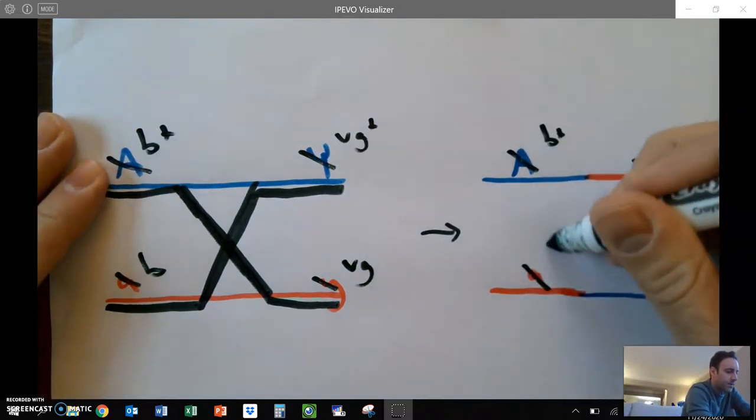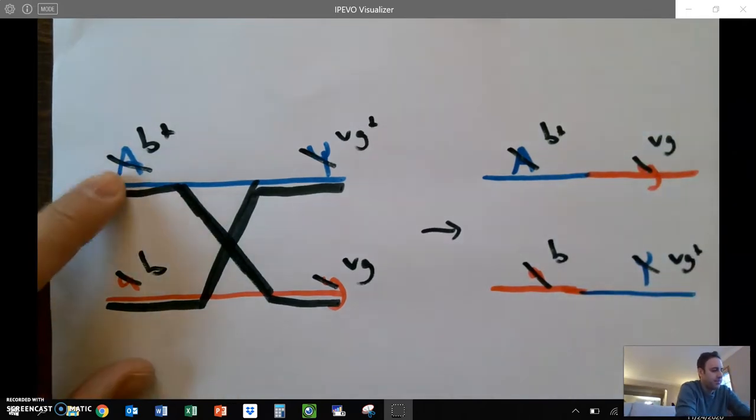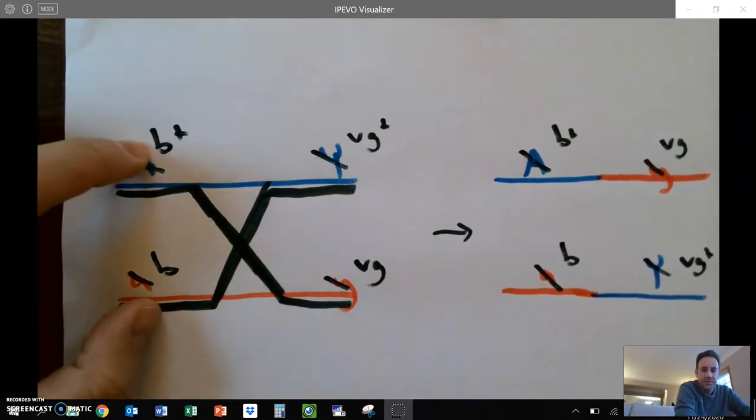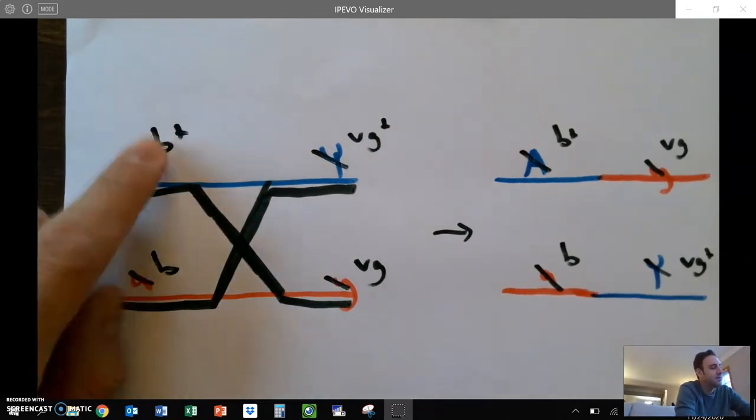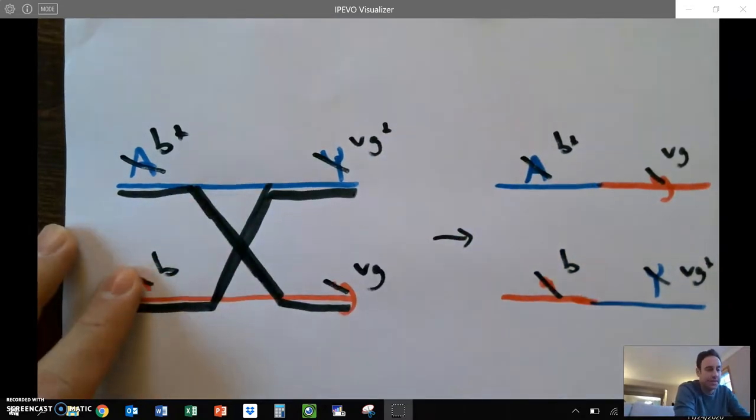Okay, so in this case, these two chromosomes would be the parental if they were passed on intact, but then if crossing over occurs, it results in these recombinant combinations.